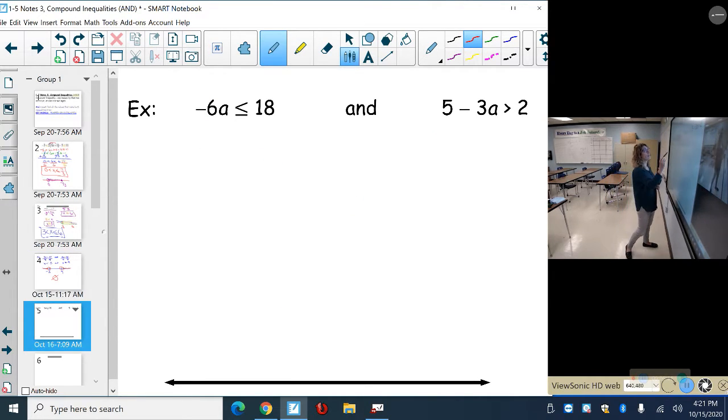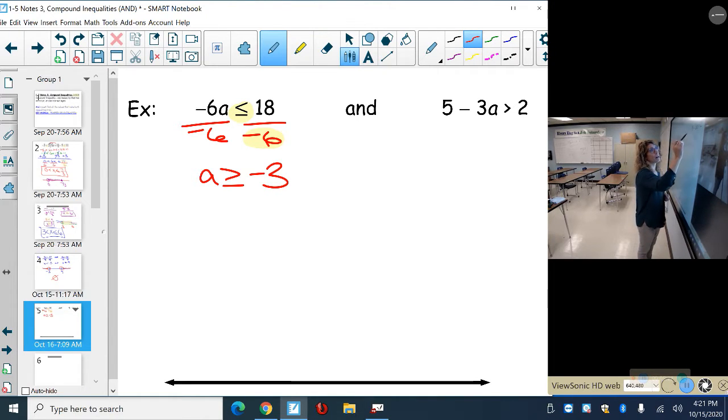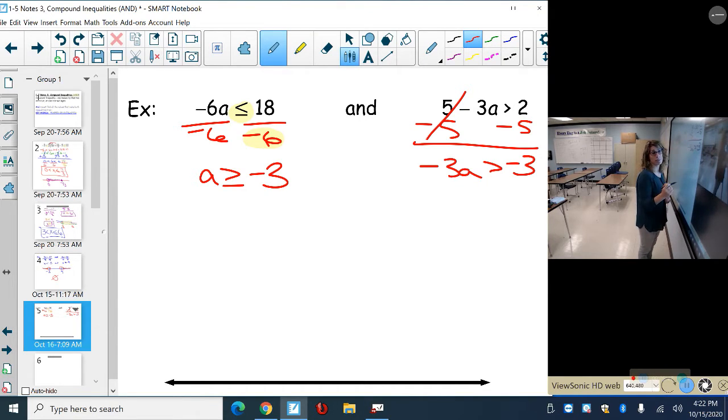Okay, let's do it again. Divide by -6. And I have A is, careful, greater than or equal to -3. Over here, subtract the 5. -3A is greater than -3. Divide by -3. An alarm should be sounding because I divided by a negative. So that means I have A is less than 1.